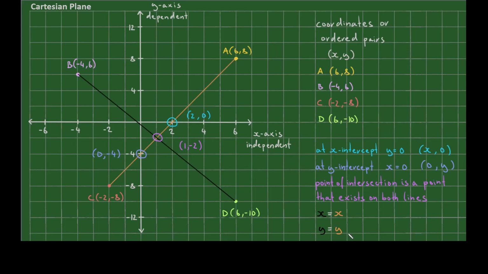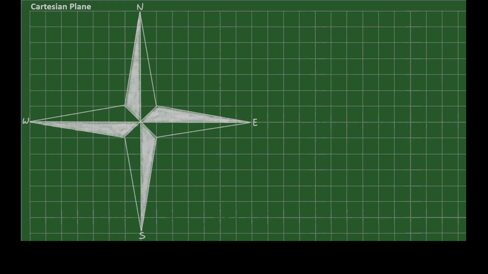Aside from mathematics and sciences, the Cartesian plane is also used in orienteering and cartography. In fact, the compass rose can be seen as a version of the Cartesian plane. The x-axis is represented by the west and east points, while the y-axis is represented by the south and north points.